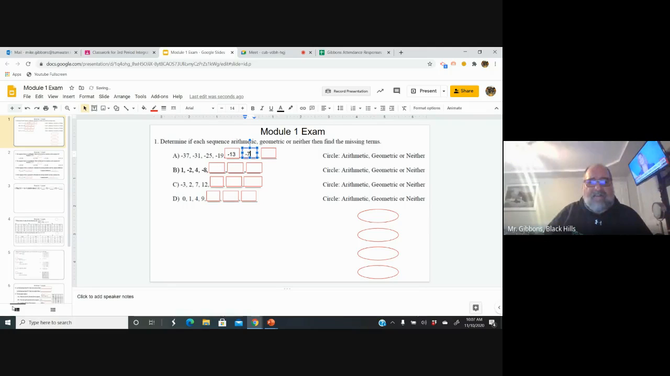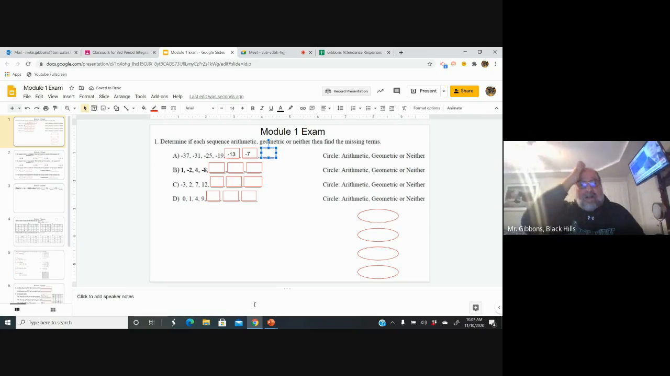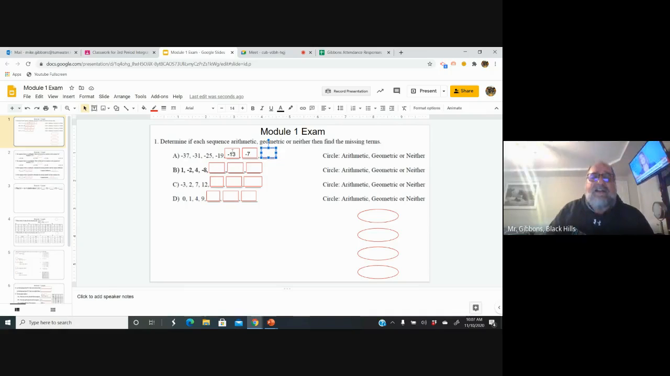-7. And don't let me make an arithmetic mistake here. I'm trying to give you a good example. And then -7 minus 6 would be -1. What am I doing? I'm saying subtracting, but I'm actually adding 6 every time. So -19 plus 6 is -13, and -13 plus 6 is -7, and then -7 plus 6 is -1.